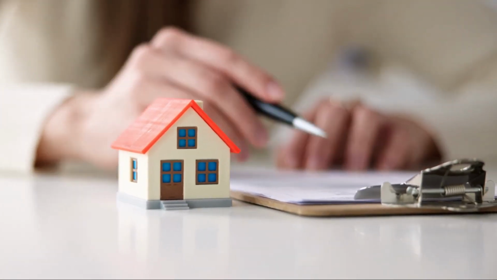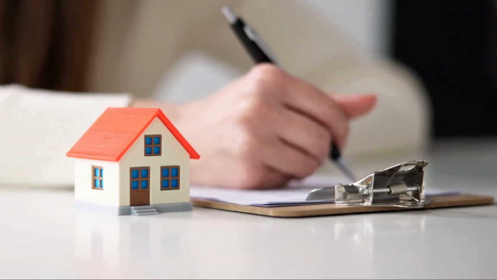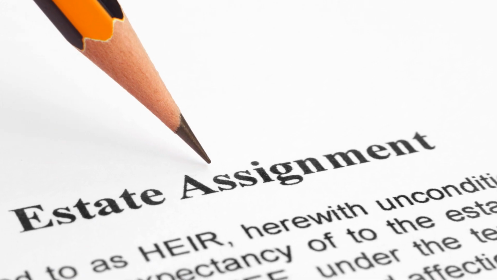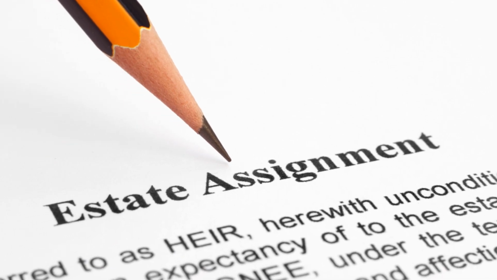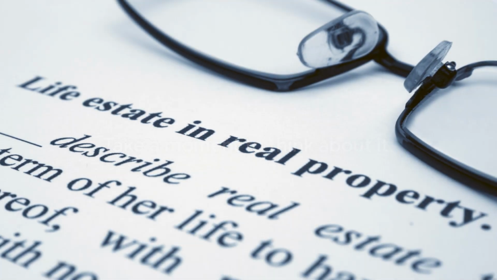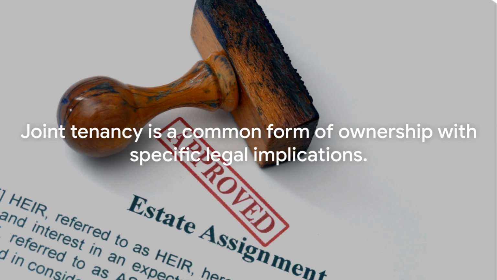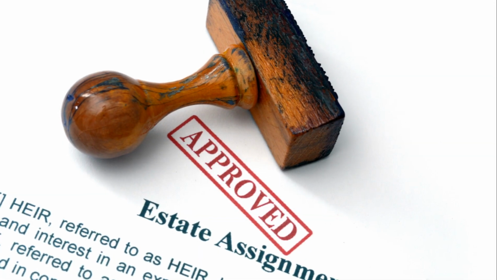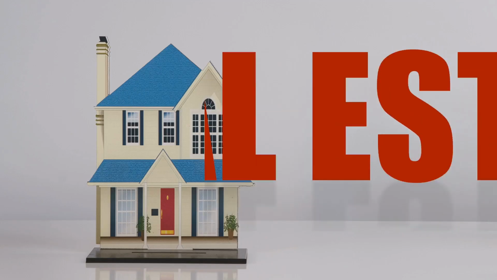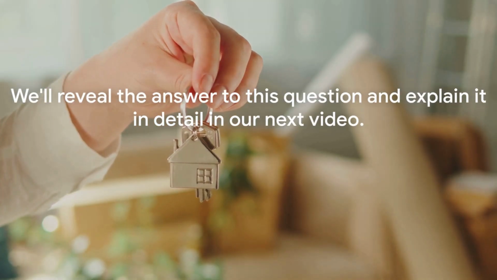Before we conclude our quiz, let's tackle one more concept that often confuses many real estate exam takers: joint tenancy. Question 5. What characterizes a joint tenancy? Your options are A, survivorship, B, unequal interests, C, no partition, or D, inheritable. Take a moment to think about it. Joint tenancy is a common form of ownership with specific legal implications. Understanding its nuances can be the key to passing your real estate exam.